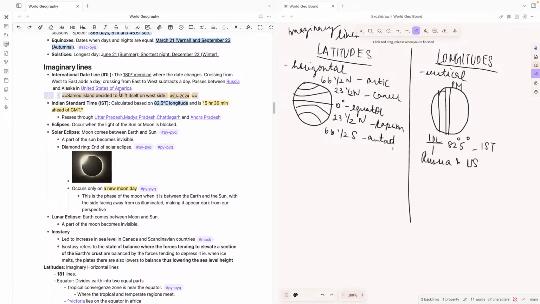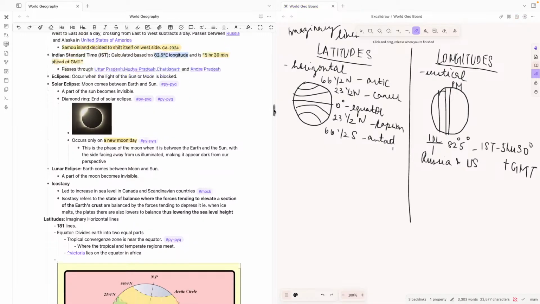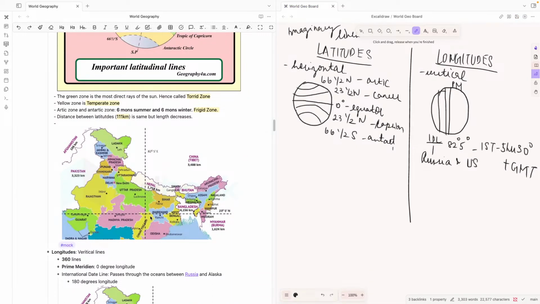Samoa Island recently decided to shift itself to the west side. This happened in 2024. And our IST is 5.5 hours ahead of the GMT. This passes through Uttar Pradesh, Madhya Pradesh, Chhattisgarh and Andhra Pradesh in India.